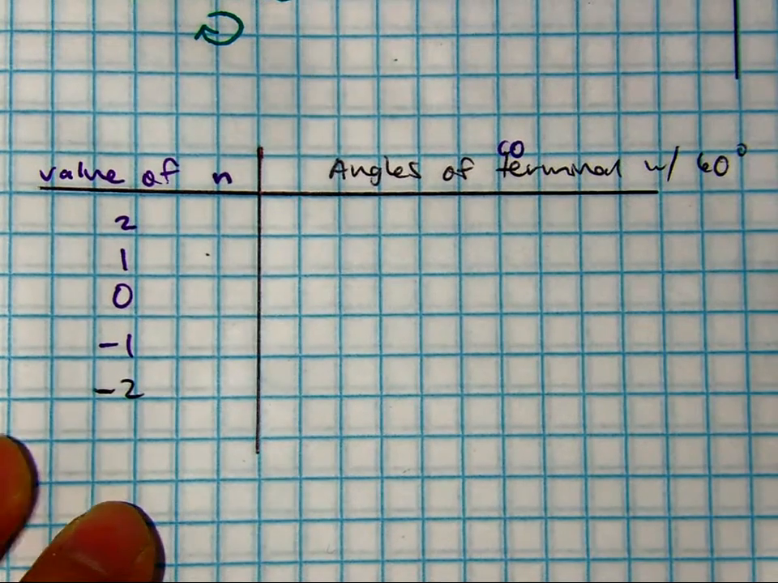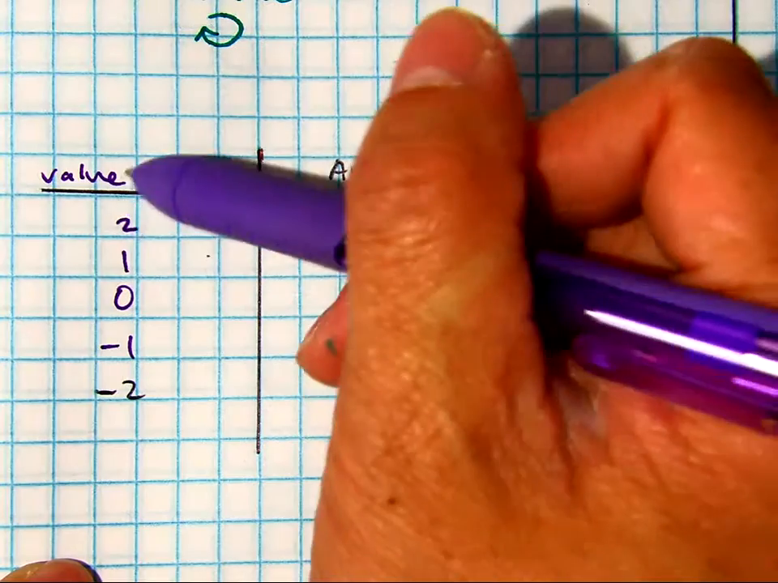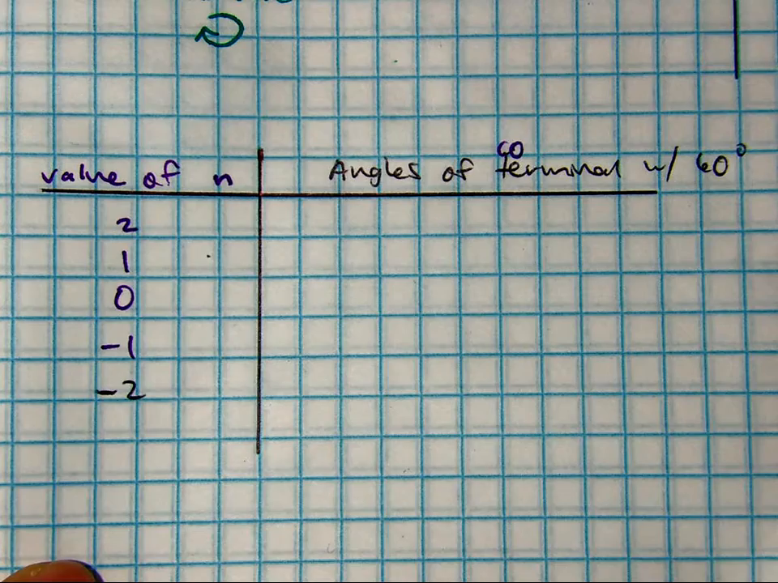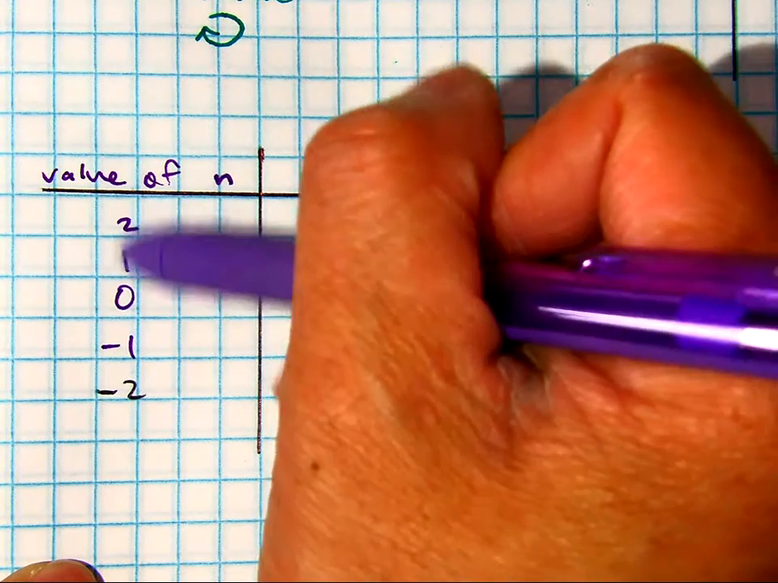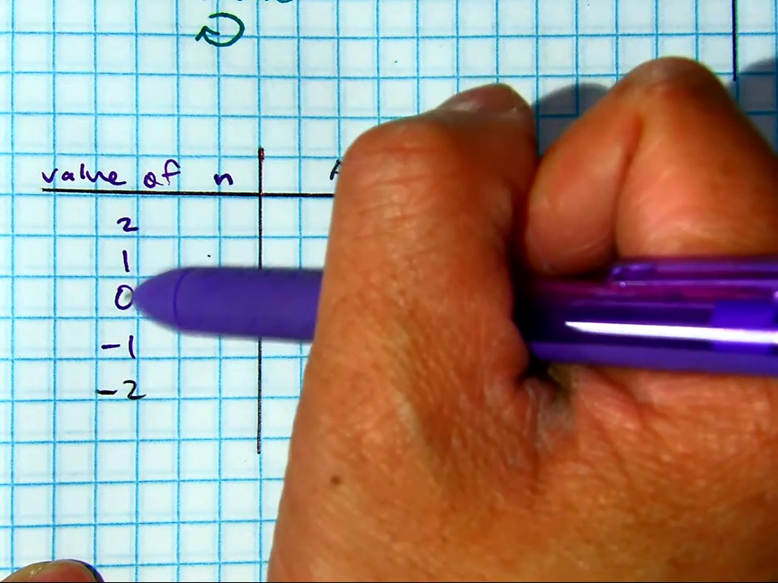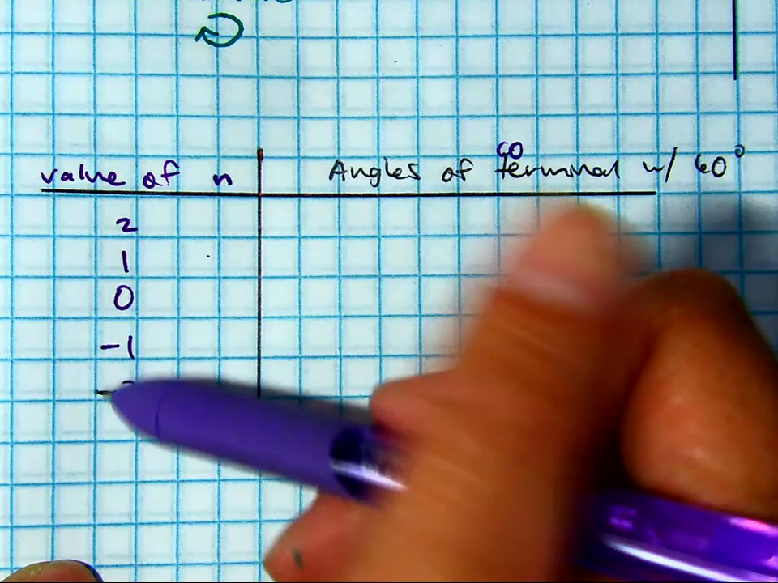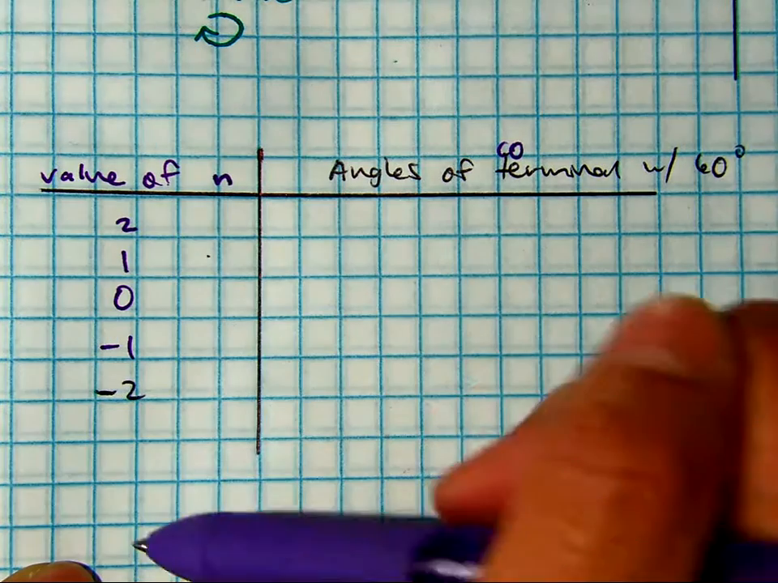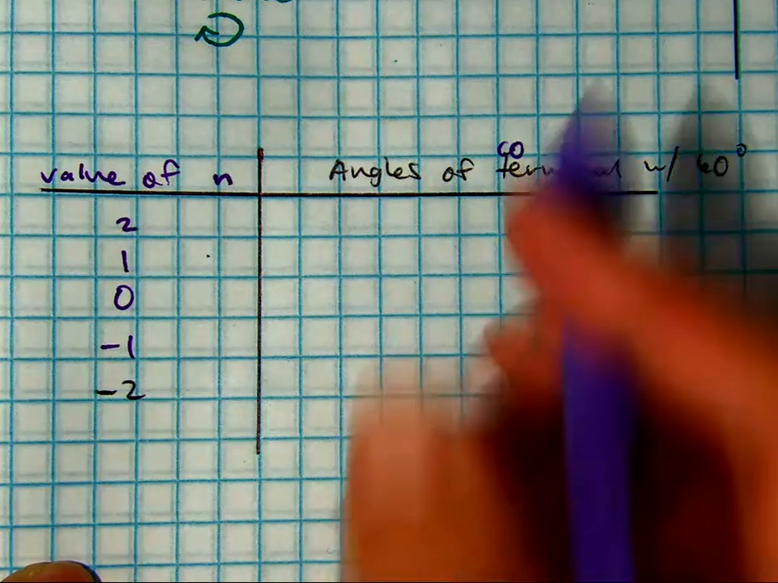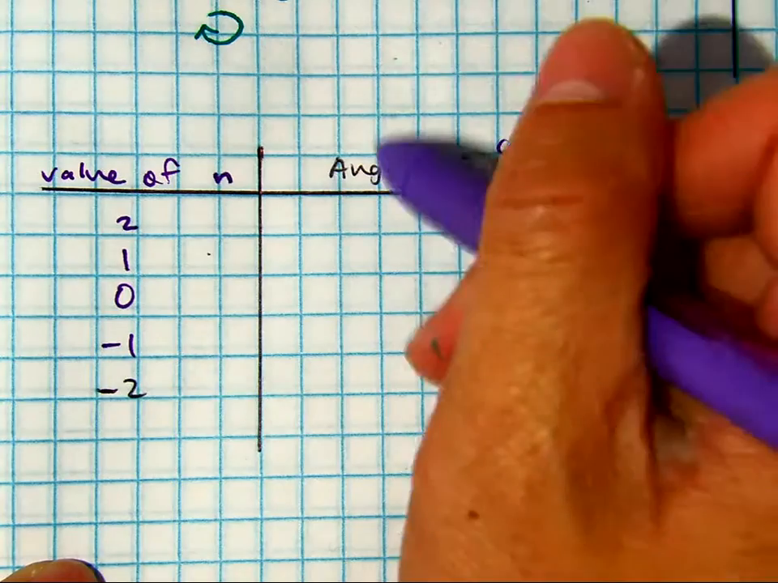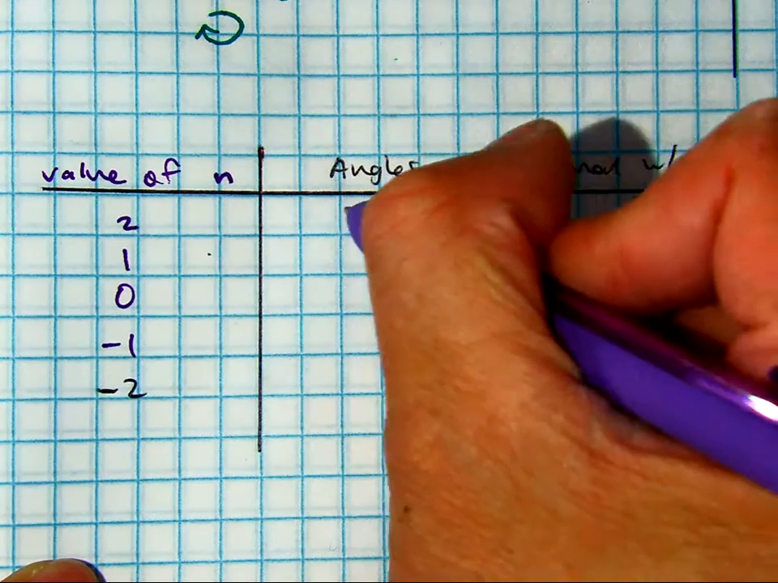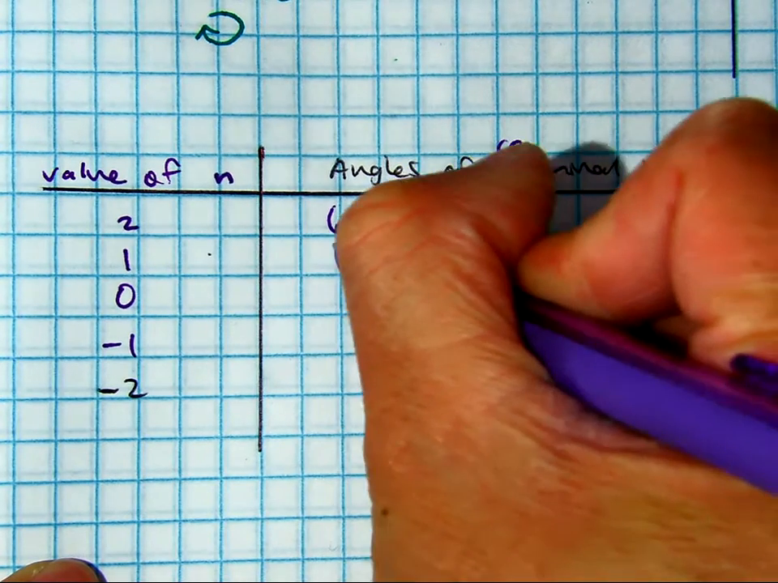coterminal with 60 degrees. They give us n, which represents the number of rotations. A positive n value means a positive angle, and negative values mean a negative angle. Okay? So the first one, it tells us we have 60 degrees, so you can copy 60 degrees on all of those.